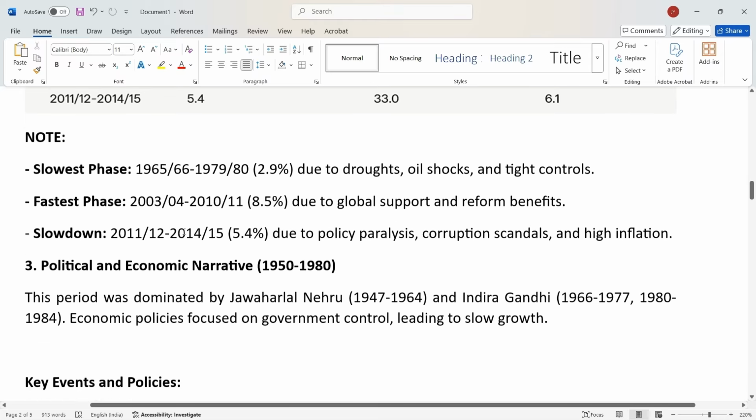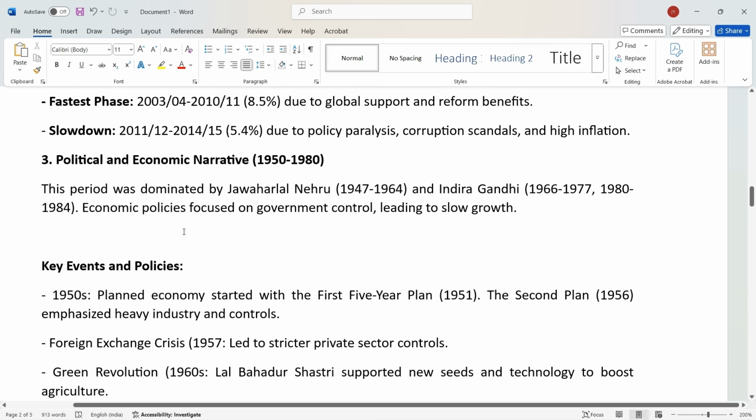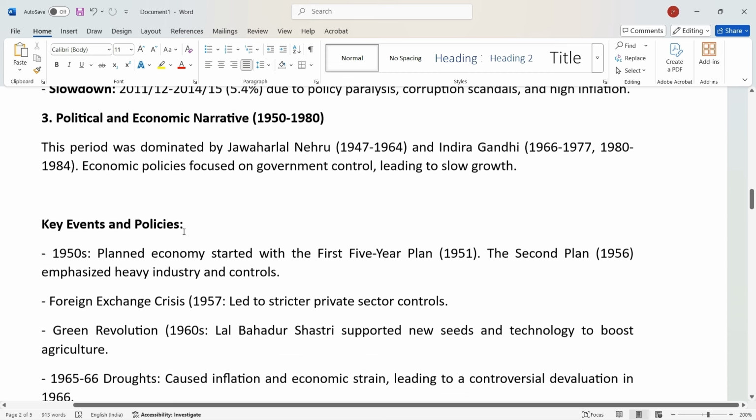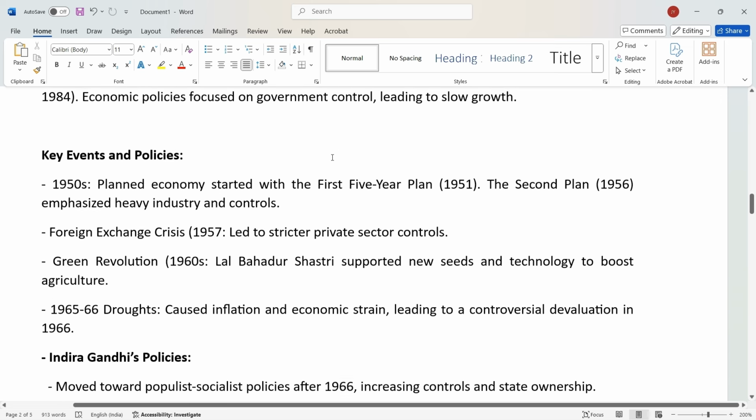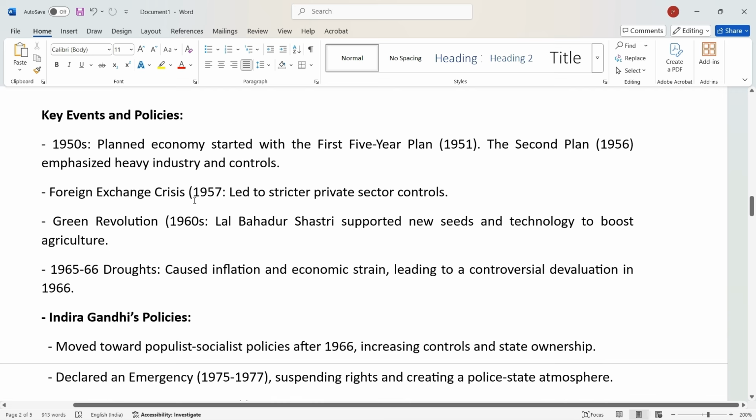Let's see what events were happening during 1950 to the 1980s. This was a period when Jawaharlal Nehru was the leader from 1947 to 1964. After that, Indira Gandhi came in for the period of 1966 to 1977, and then 1980 to 84. Let's understand some key events and policies which happened in our economy.